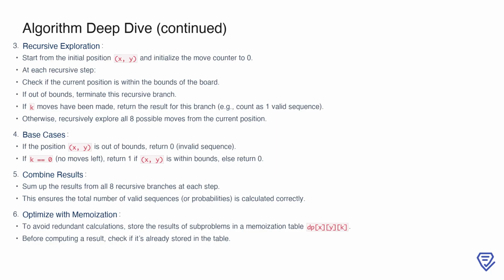The core of our approach is recursive exploration. Starting at the knight's initial position, x, y, we initialize a move counter to 0. At each recursive step, we need to first check if the current position is within the chessboard's bounds. If the position is out of bounds, that particular branch of recursion is terminated.